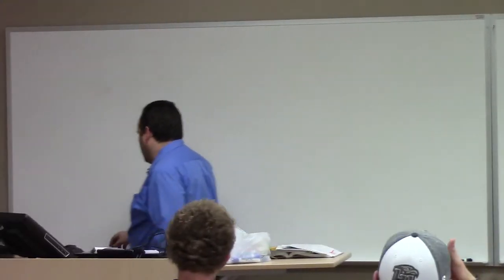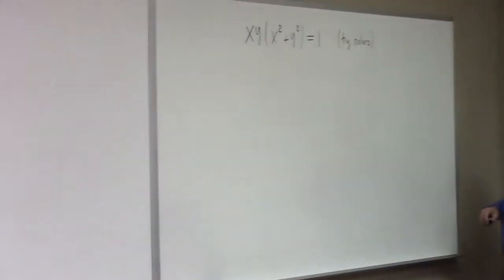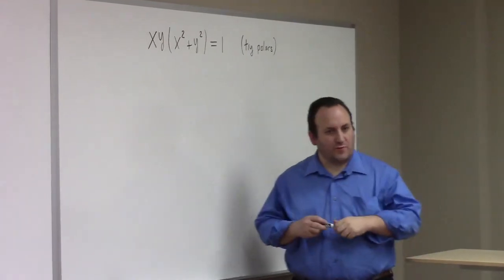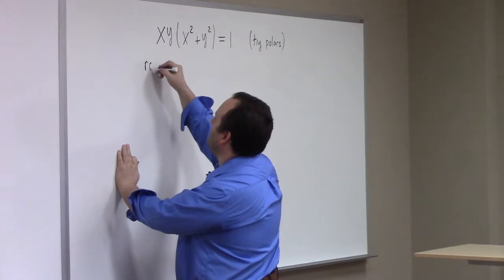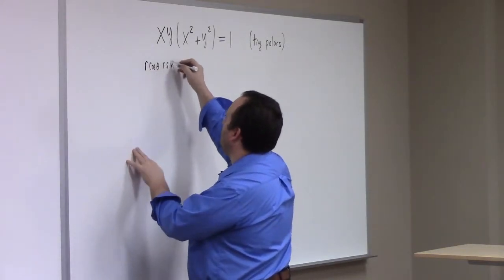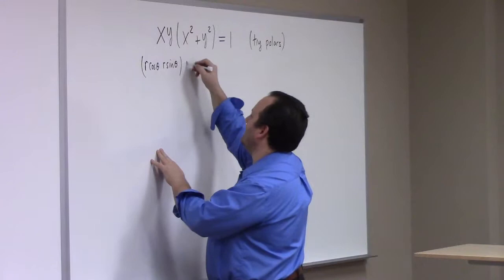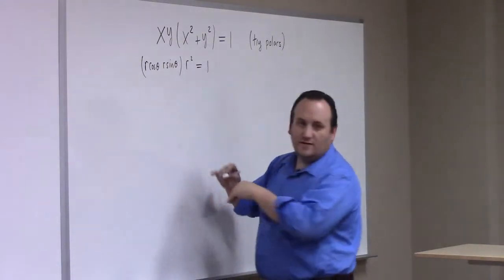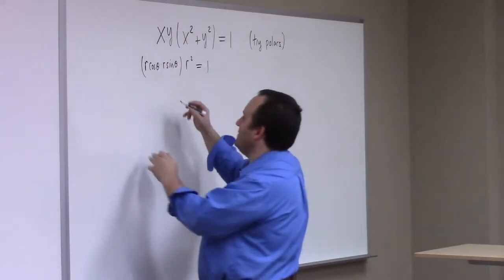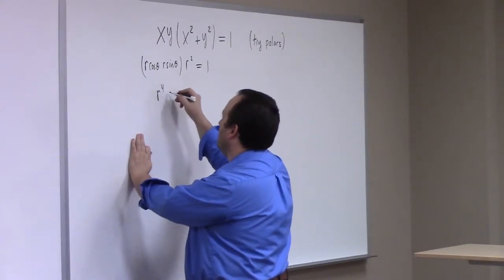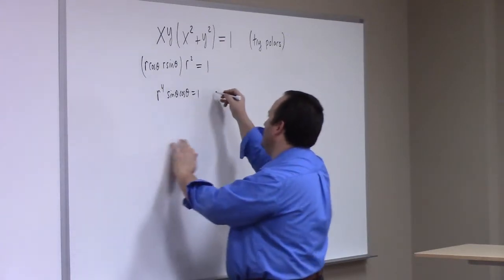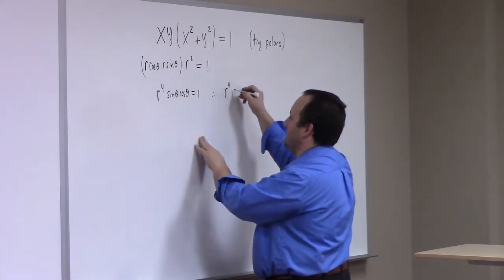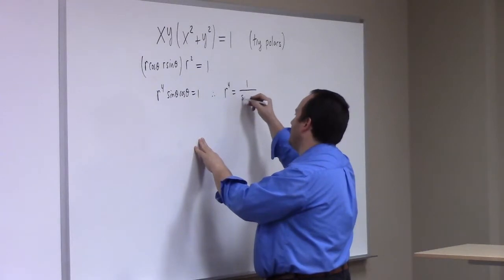Amen. I want to start out by pointing out that we can actually parameterize this curve if we use polar coordinates. Here's how. So this was r cosine theta, r sine theta, right? This is r squared equals 1. So solving for r as a function of theta is actually not that bad. R to the 4th sine theta cosine theta equals 1, right? Therefore, r to the 4th equals 1 over sine theta cosine theta.